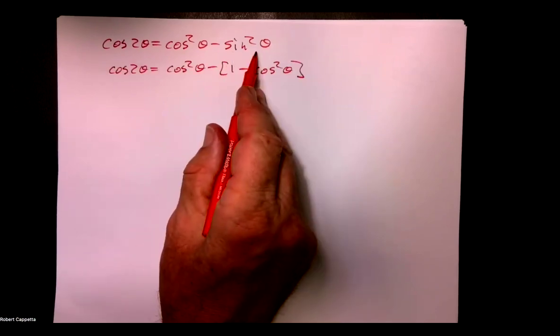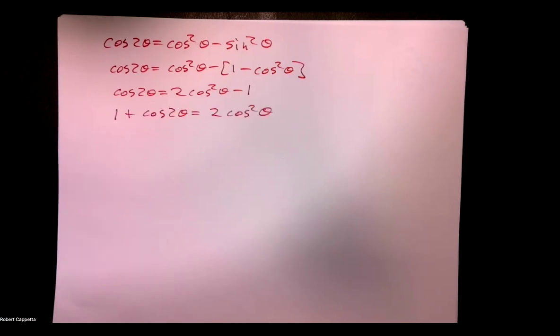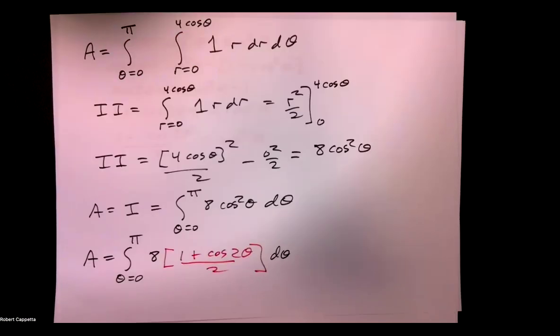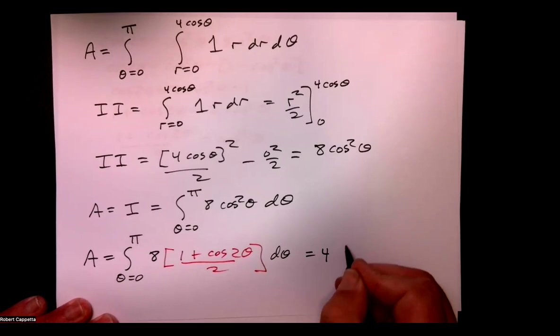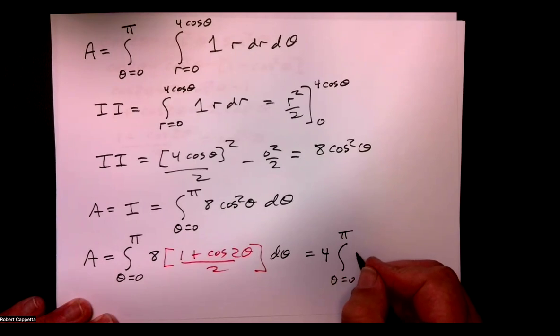The key to the integral of cos squared or sine squared is to start with this identity. Cos 2 theta is cos squared theta minus sine squared theta. Then using the Pythagorean identity, sine squared theta is 1 minus cos squared theta. We get that cos 2 theta is 2 cos squared theta minus 1. 1 plus cos 2 theta is 2 cos squared theta. And 1 plus cos 2 theta over 2 equals cos squared theta. That's the substitution we're going to use. So the area is 8 times 1 plus cos 2 theta over 2 d theta. Pull the 4 out in front: 4 times the integral as theta goes from 0 to pi of 1 plus cos 2 theta d theta.